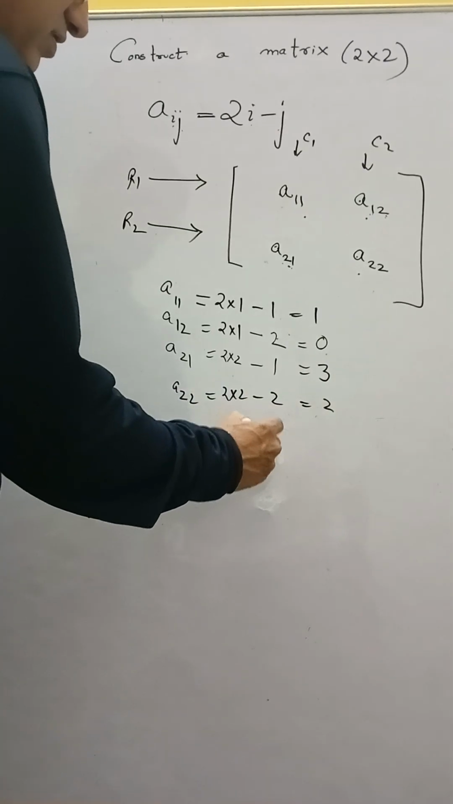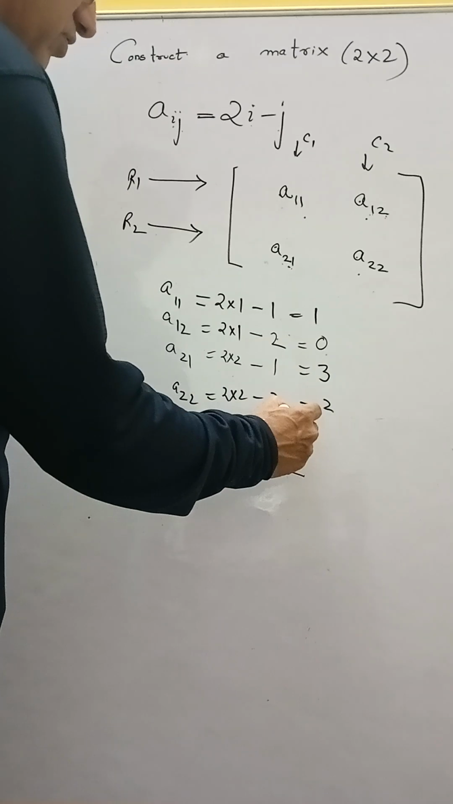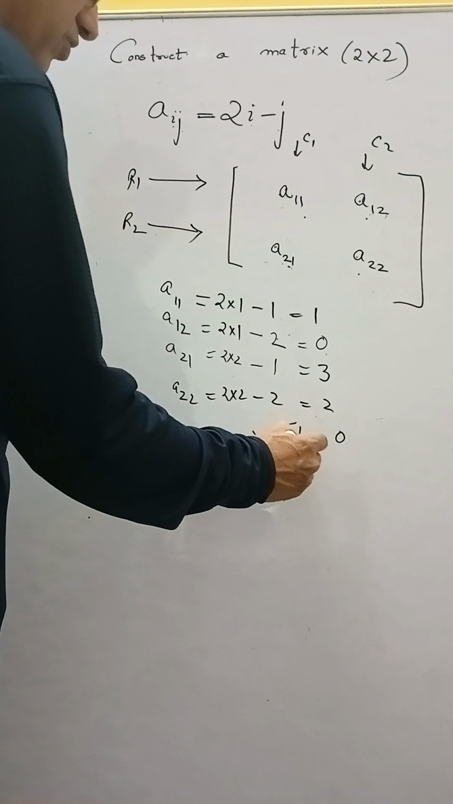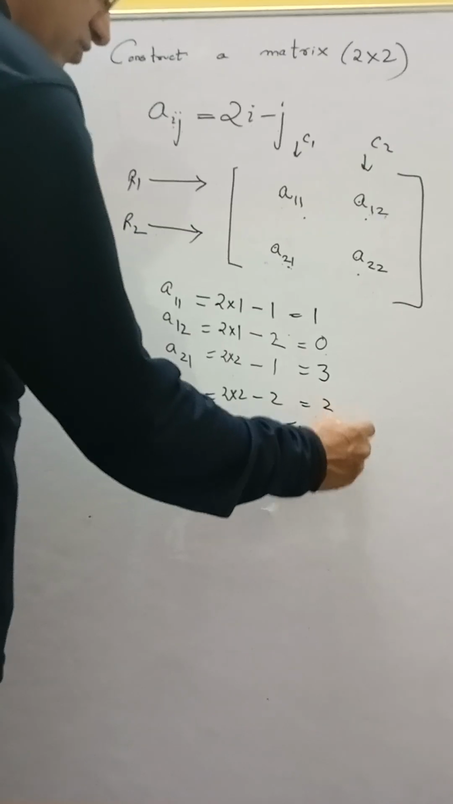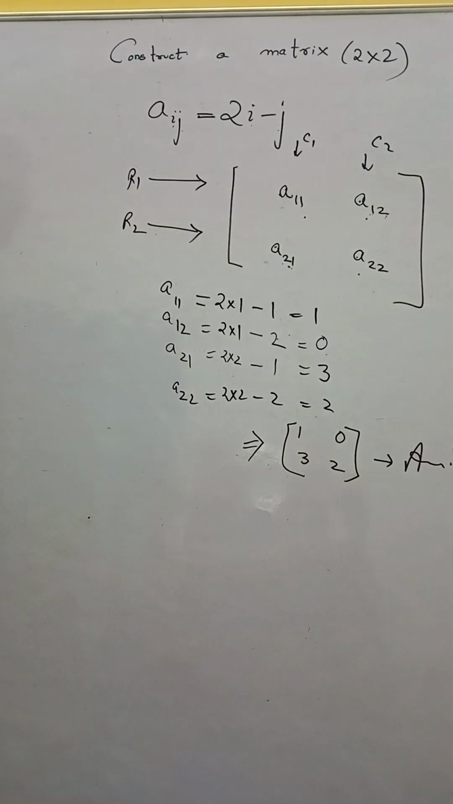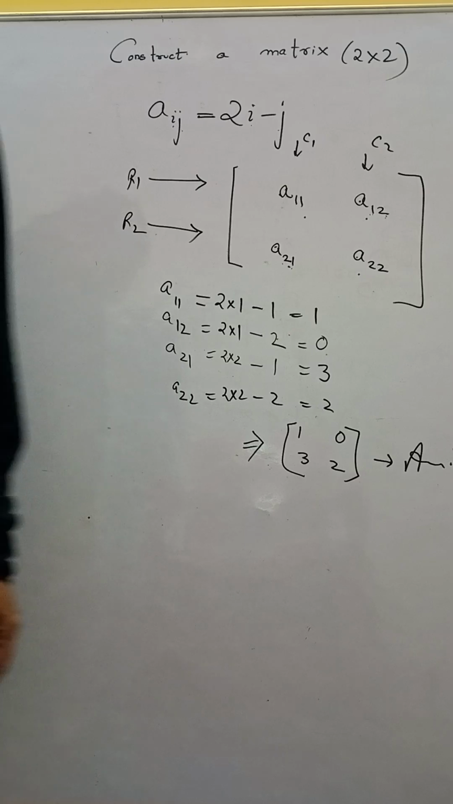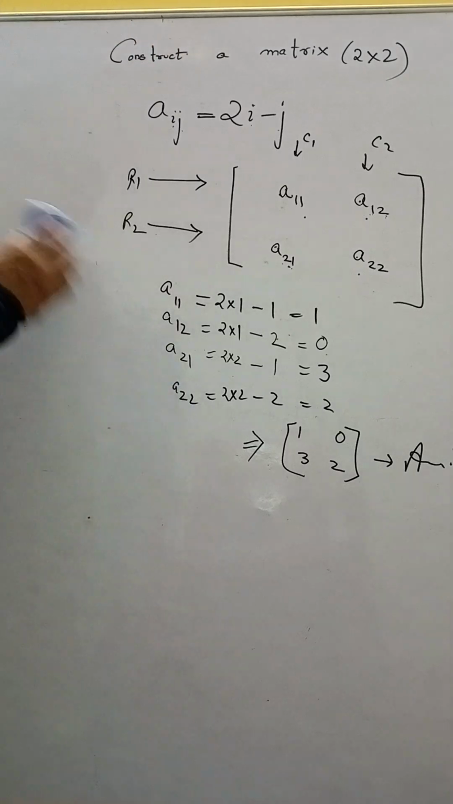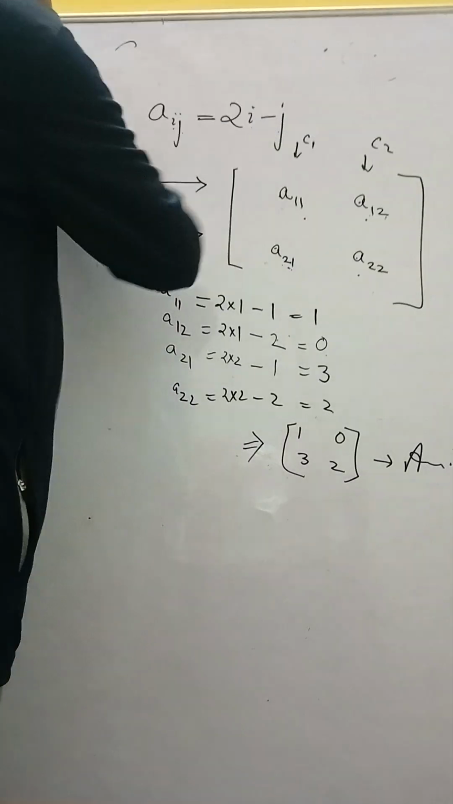So the matrix will work out as 1, 0, 3, 2. This will be your answer. This is the way we work out this kind of questions. We'll continue. The chapter is continued. Let us take up another question.